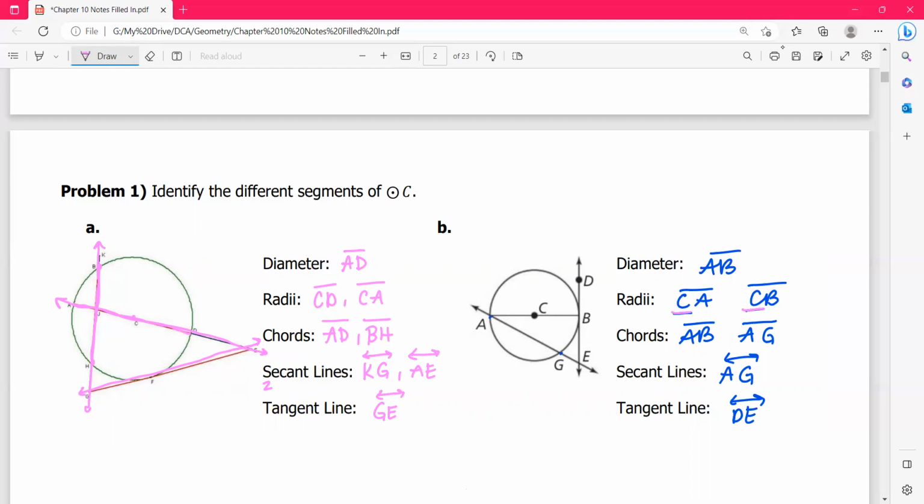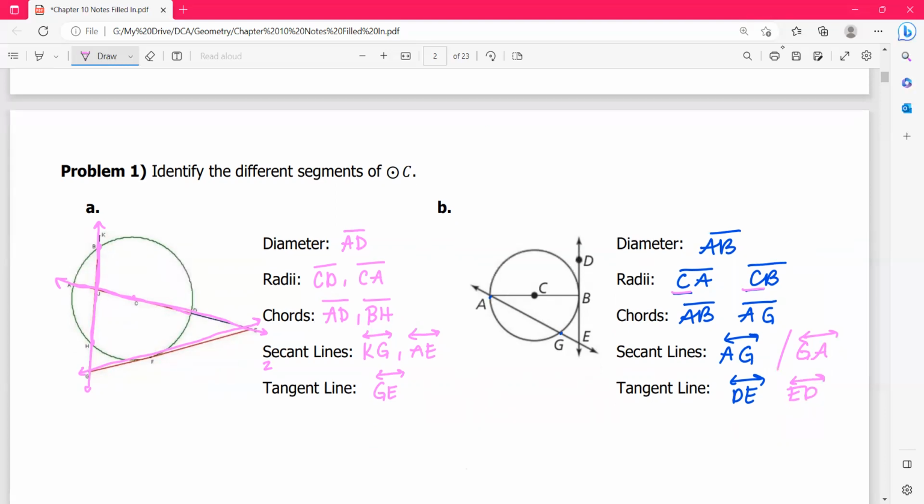Make sure that the C is first. There is only one secant line. There is only one tangent line, so your answer should be mine. If you have GA, that's also okay, or ED, that's okay. Chords, that's okay as well. Diameter, that's okay as well. Let's keep on moving here.